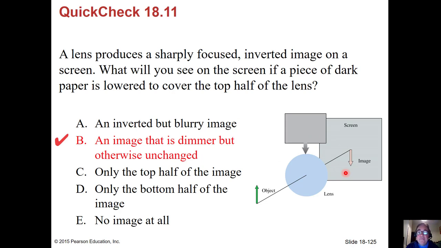Okay, so light is still going to hit the lens and go this way. It's just we're not going to get as much of it.